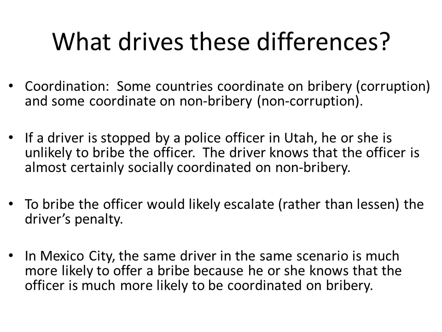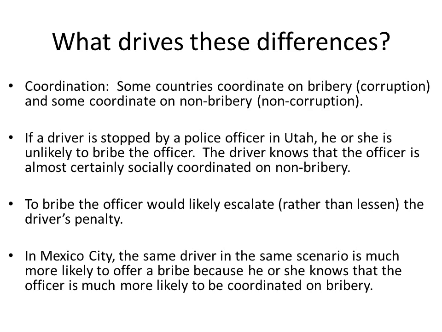Therefore, if a given driver is stopped by a police officer in Utah, that driver is very unlikely to try to bribe the officer because they know that the officer is very likely to be coordinated on non-bribery. Utah has a very low corruption index, even relative to other United States. So to bribe the officer would likely escalate rather than lessen the driver's penalty.